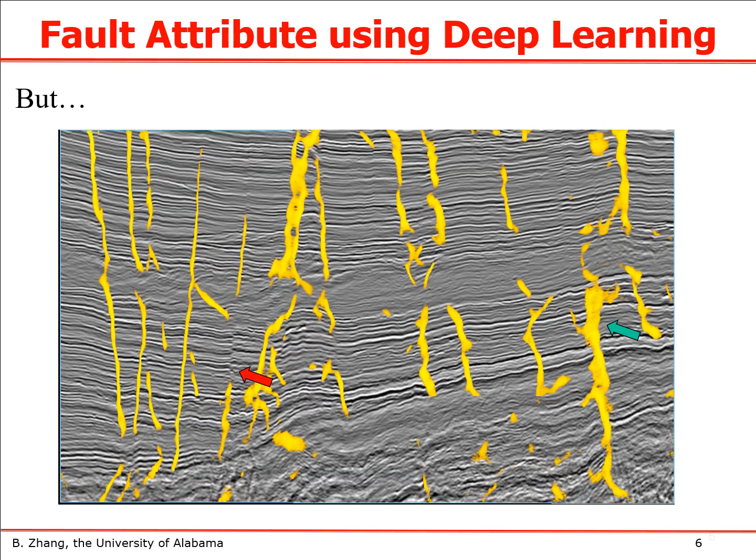But the disadvantage is also obvious. For example, here, the seismic fault attributes computed from deep learning fail to highlight the fault indicated by the red arrow. And here are the artifacts produced by the deep learning. Those artifacts are linked with some stratigraphy boundaries.